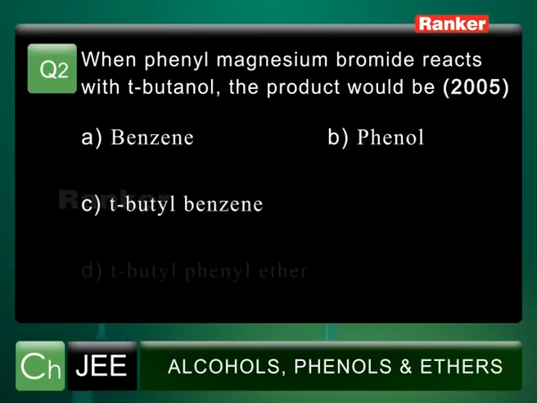When phenyl magnesium bromide reacts with tertiary butanol, the product would be... Actually, RMgX reacts with several compounds containing reactive hydrogen, and they give alkanes. So, the first option, benzene, is the compound formed. Option B, phenol: it has a hydrogen that reacts with the phenyl and again gives only benzene. Tertiary butyl benzene is a wrong answer. Tertiary butyl phenyl ether is also a wrong answer.